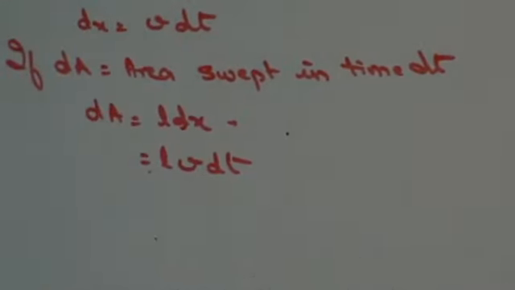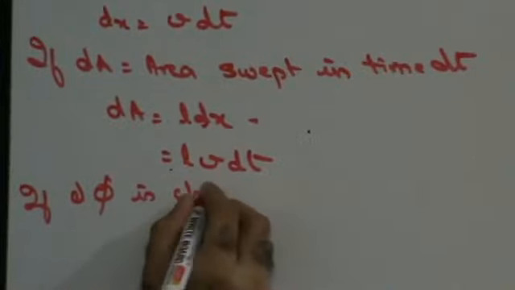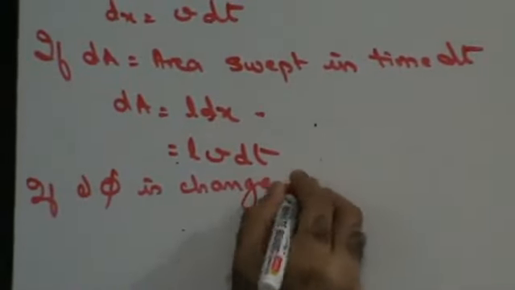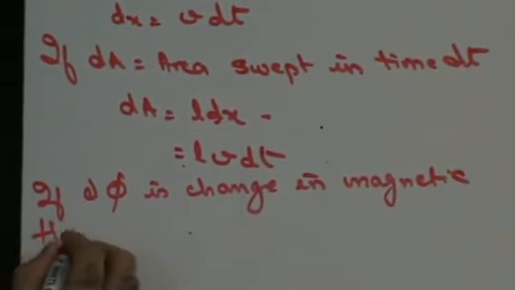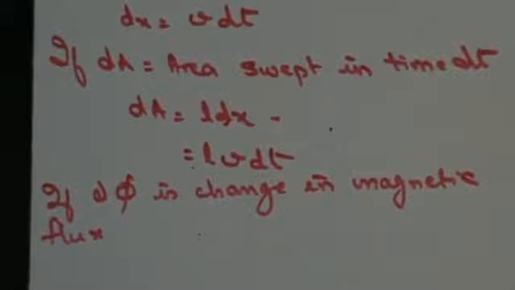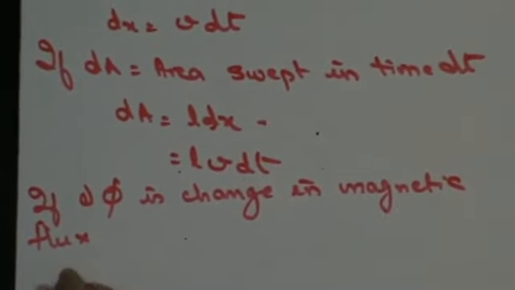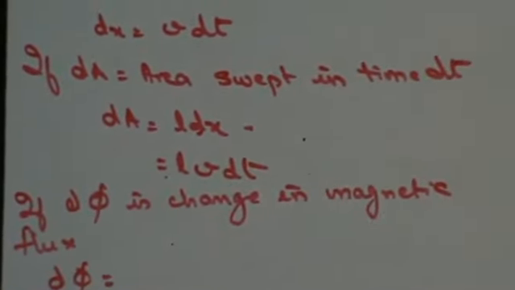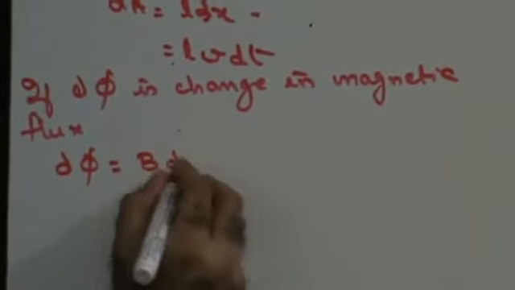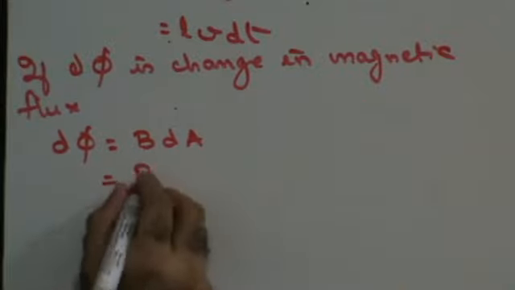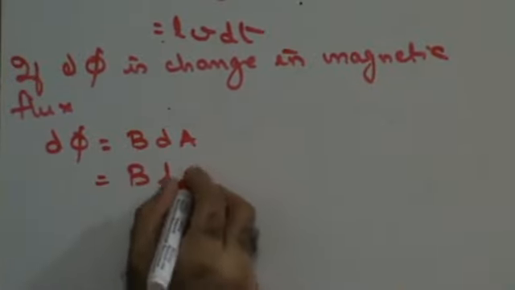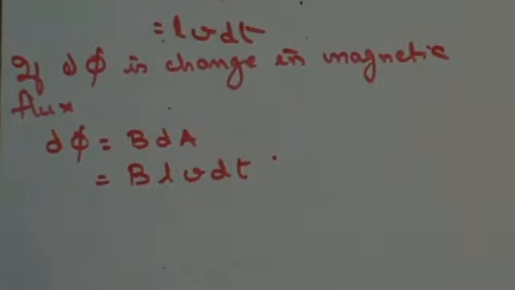Now, if d phi is the change in magnetic flux, then I can say that d phi is nothing but magnetic induction into area. In which case I can say that magnetic induction into area we found out is B L v dt.